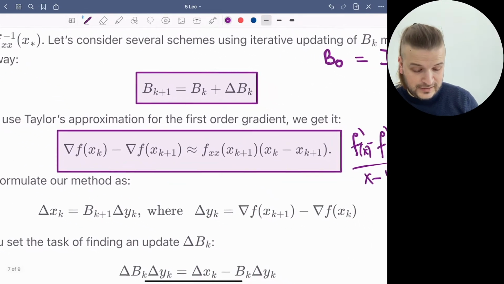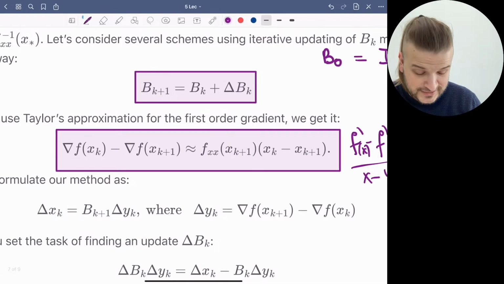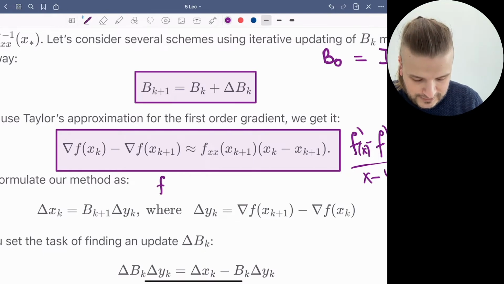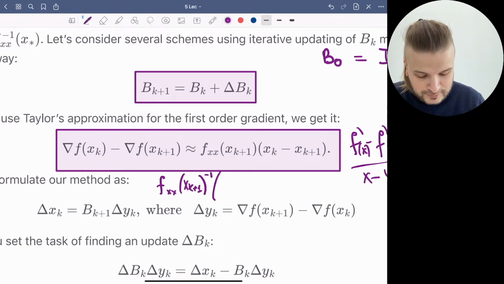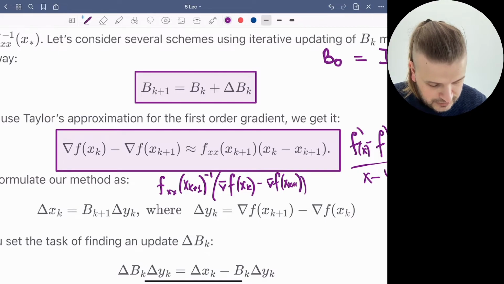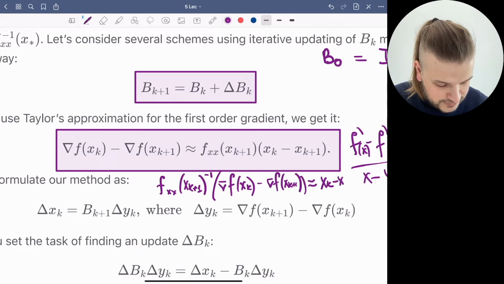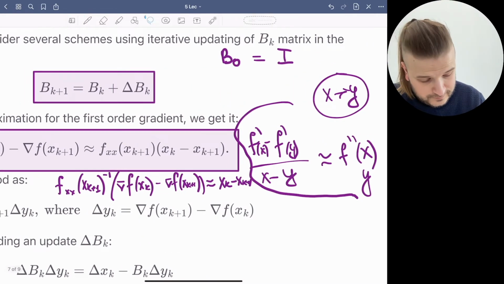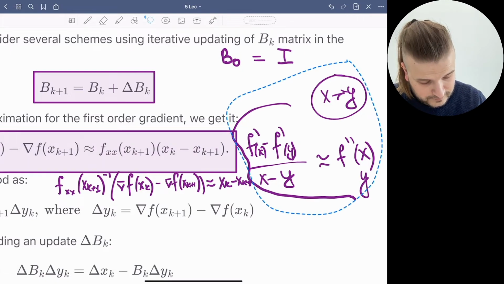Yes, that's it. That could be expressed in the following way. We can multiply by the inverse Hessian here, so we have f_xx to the power of minus 1, which stands for the inverse Hessian, multiplied by the difference of the gradients, which should be somehow close to the difference of the points, x_{k+1} minus x_k.